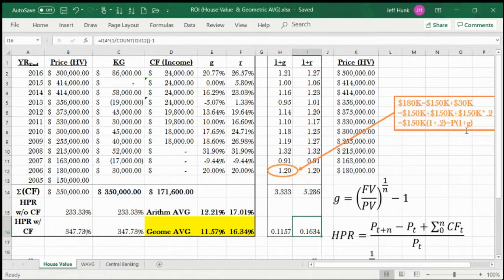That explains how we find the geometric average when we have additional income or incidental income. In other words, scenario 2. So it's not just scenario 1, but even in scenario 2 we can find it.